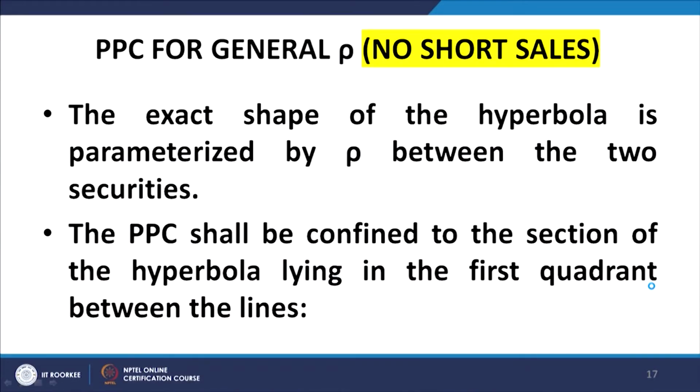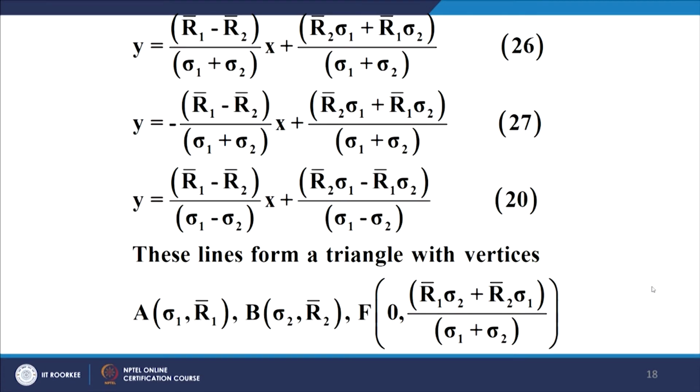For general rho, when no short sales are allowed, what happens? The exact shape of the hyperbola, it is a hyperbola as we have discussed earlier, is determined by the value of rho. The closer the value of rho is to +1, the lesser would be the bulge, and the closer the value of rho to -1, the greater would be the bulge. The portfolio possibilities curve shall be confined to the section of the hyperbola that lies in the first quadrant between the lines given by equations number 26, 27 and 20.